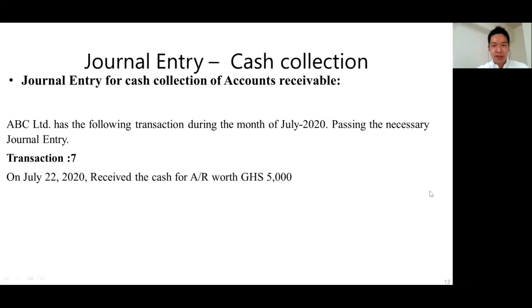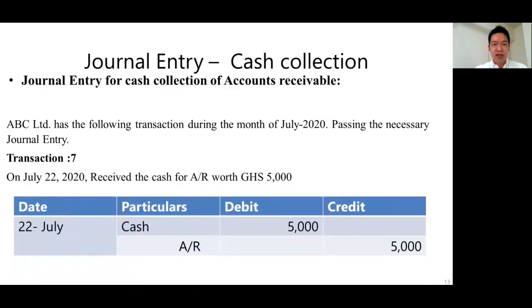Another example is the cash collection for the accounts receivable. So it's the opposite transaction of the last time. The company received cash for accounts receivable of 5,000 Ghana cedi. In this case, cash was collected, cash was increased, so it should be recorded in the debit side. And accounts receivable is an asset. It is already paid, so the asset is decreased. So it's in the credit side.